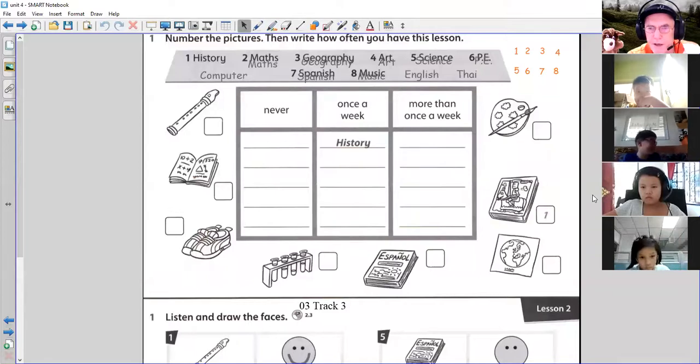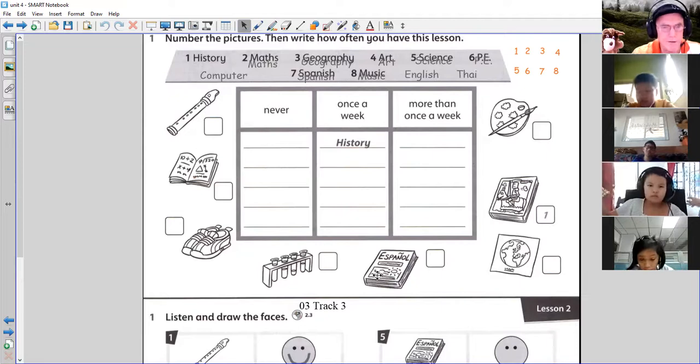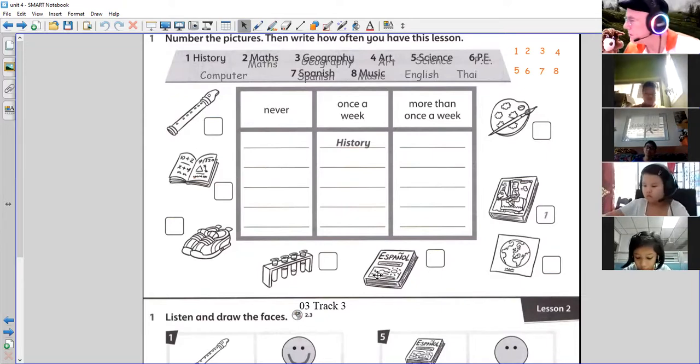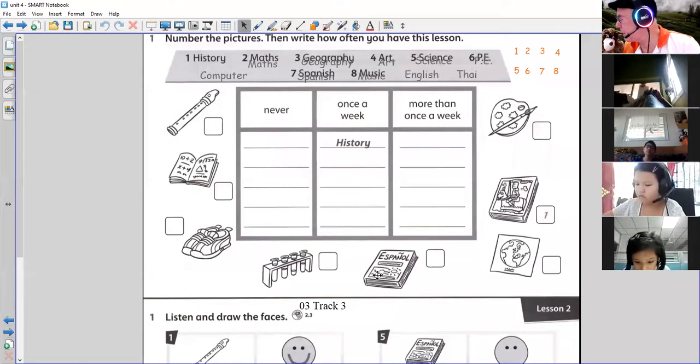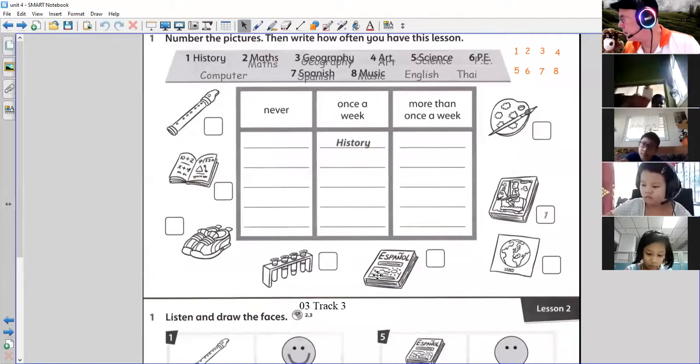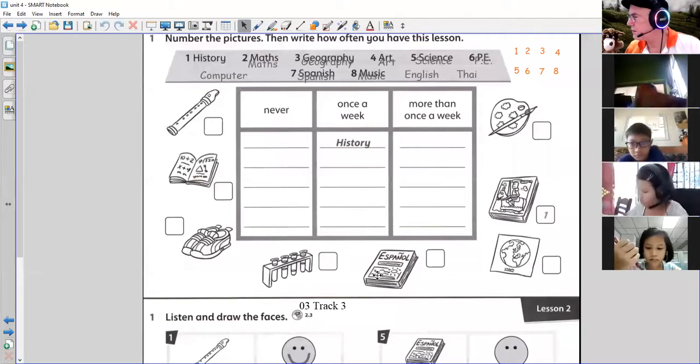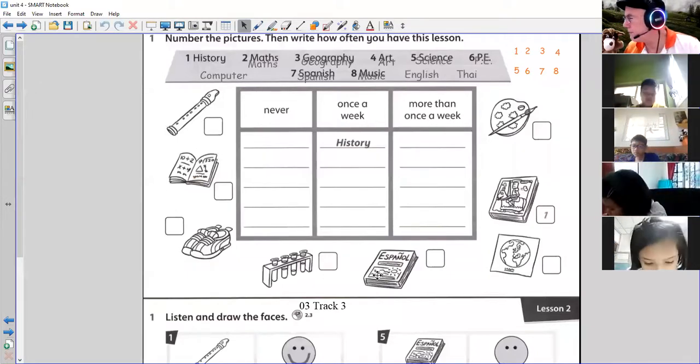You know, if you try to talk and enjoy talking, you will find English interesting and not so difficult, okay? Right, so this page of your activity book, which is page 37. Page 37, your activity book, the first page of unit 4.